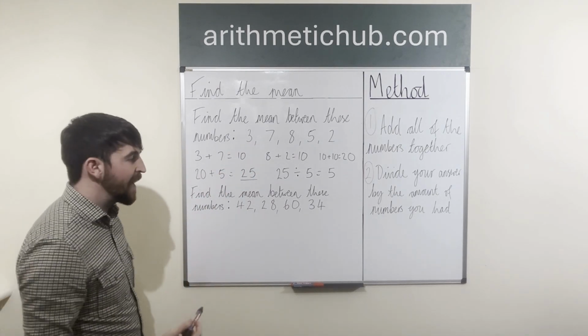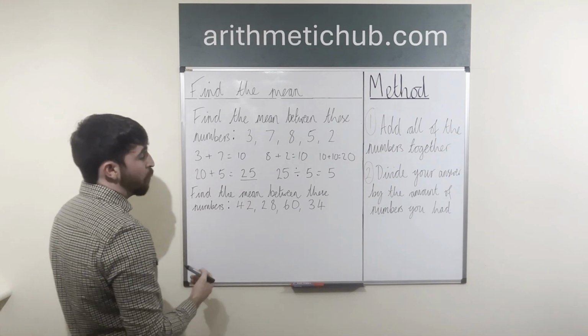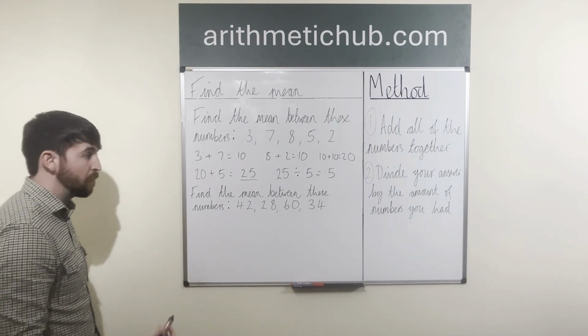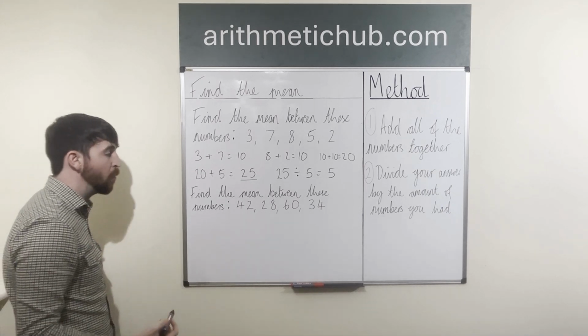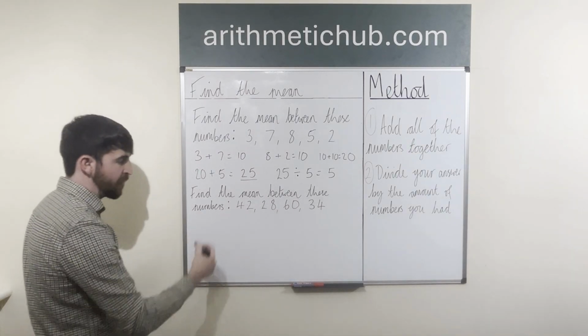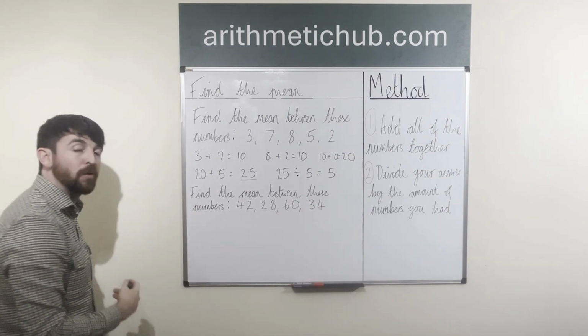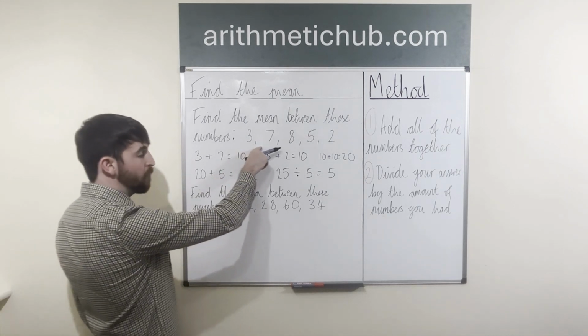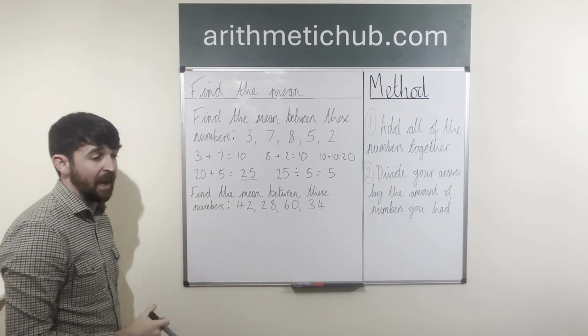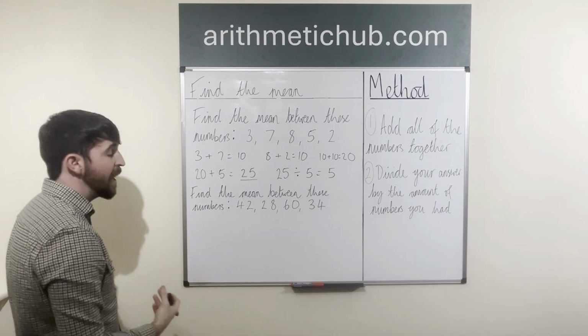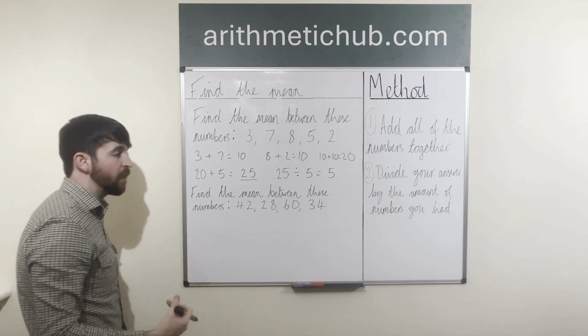Now let's have a look at it again, but let's have a look at it where we've got slightly more challenging numbers. Again, the method's going to stay the same though. So find the mean between these numbers, 42, 28, 60 and 34. Now you'll notice this one had 5 numbers, this one has 4 numbers. You may have 6 numbers to find the mean between. It just depends on the question. Here we've got 4 numbers.